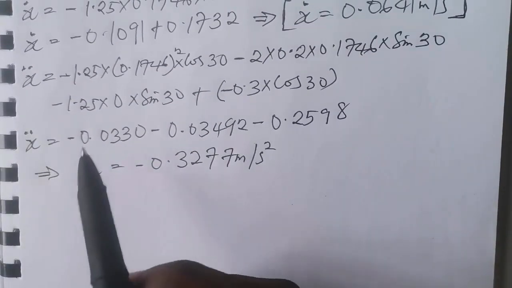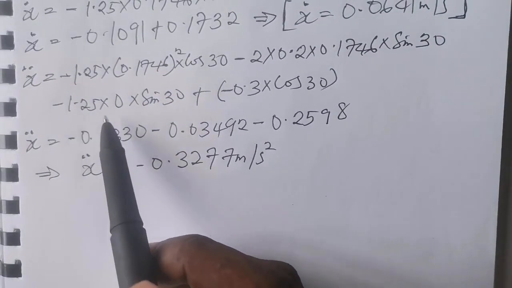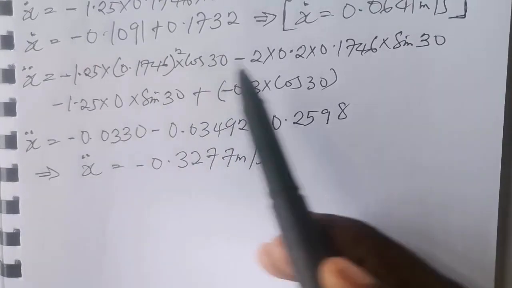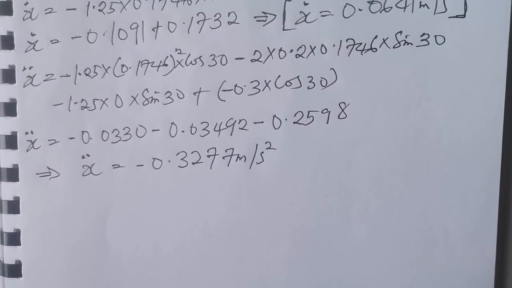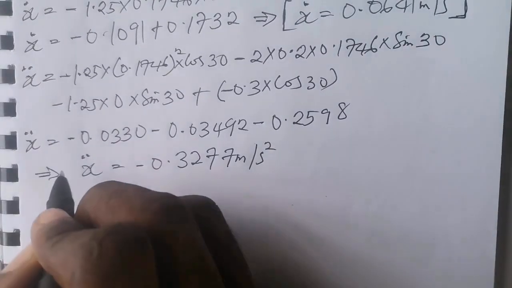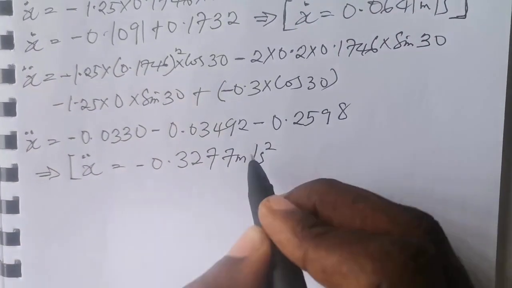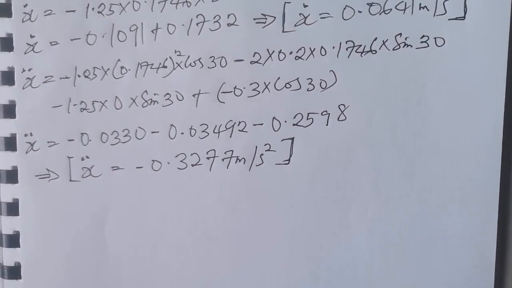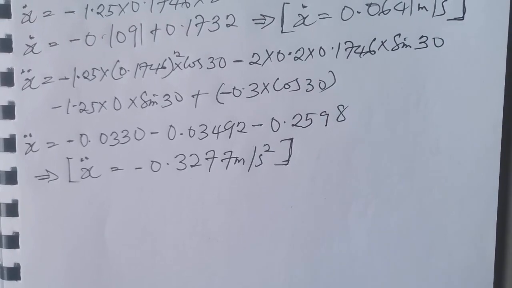Not forgetting, over here we have 1.25 multiplied by 0 multiplied by sine 30, which means everything here is completely 0. So if you evaluate everything together, you can do well to work along with me and confirm this result, but this is what I obtained for x dot dot. Alright, so having found x dot dot, next is to find y dot and y dot dot.